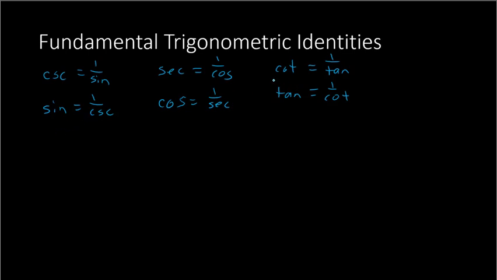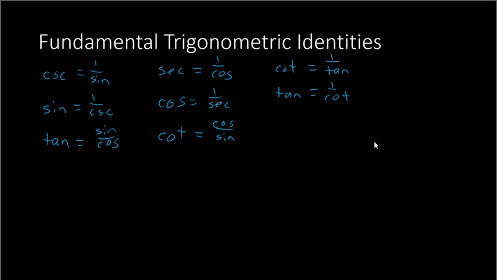We also talked about tangent and cotangent being written in terms of sine and cosine. So another identity to have memorized is that tangent is equal to sine over cosine. And then cotangent is the inverse of that. So instead of sine over cosine, we would write cosine over sine. So that would be two other identities to have memorized as well.